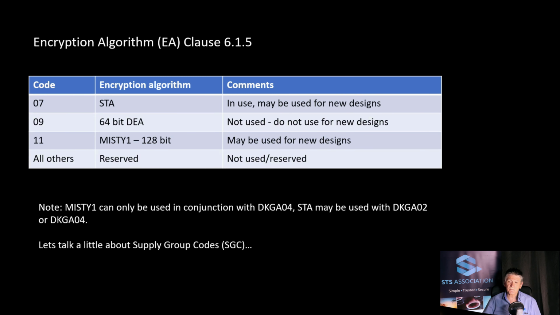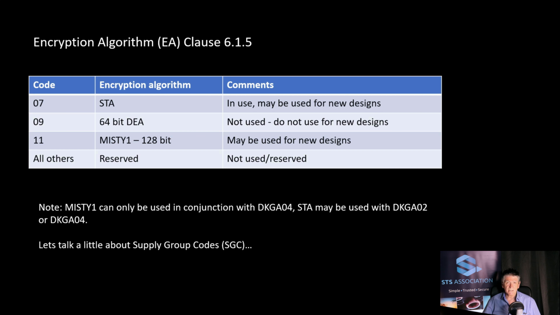The encryption algorithm, clause 6.1.5, there are 3 associated codes: 07, which is STA, which is the one currently in use for all legacy systems. It may be used for new designs if you so desire. 09 is a 64-bit DES encryption algorithm. It's not used. Do not use this for new designs. It will probably be removed in the next edition of the 41 specification anyway.